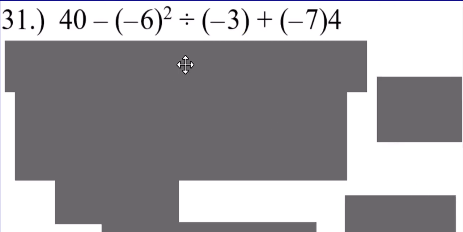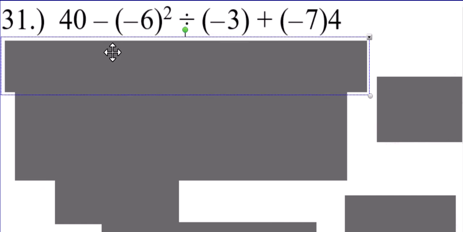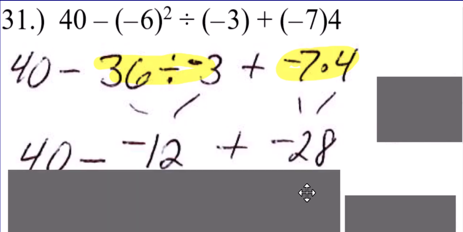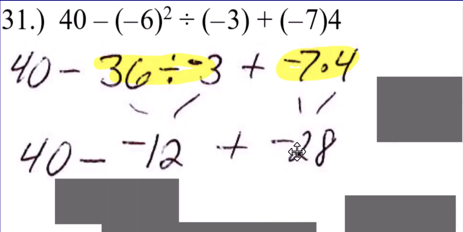Problem 31. We did have exponents this time. So negative 6 to the second power is positive 36. Now, the minus gets brought down, but this was positive 36. Bring everything else down. Do we have multiplication or division? Yes, we have division here, and we have multiplication here, and look what's in between. Addition and subtraction. So we can divide and multiply at the same time if there's something in between that gets done later, such as addition. So 36 divided by negative 3 is negative 12, and negative 7 times 4 is negative 28.